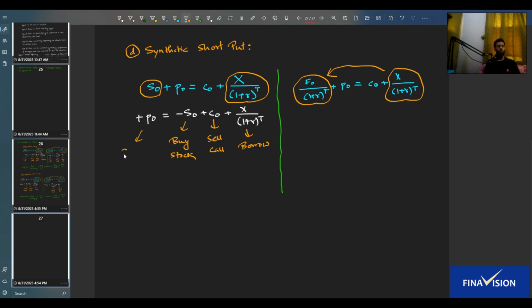So here there is a short put. Similarly, in case of the put call forward parity equation, plus P0 is equal to minus the present value of the forward contract plus C0, which means long the forward contract or buy the forward contract and sell the call or short the call, right? Now we can again write this short put.